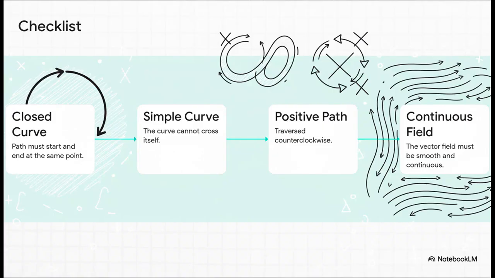Yeah, think of it like a quick checklist before you start. Number one, your path has to be closed. It has to start and end at the same spot, a full loop. Two, it has to be simple, which means it can't cross over itself. No figure eights. Three, you gotta go counterclockwise. This is important. It keeps the region you're measuring on your left.